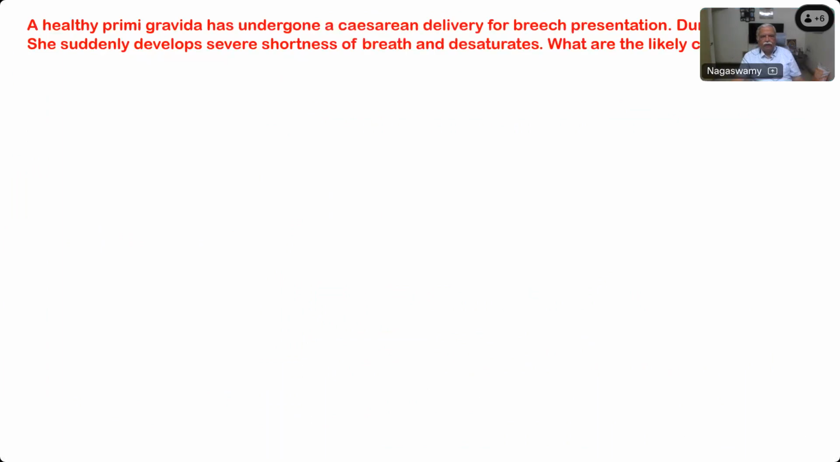Now there is a scenario: a healthy primigravida has undergone a cesarean delivery for breech presentation. During closure, she suddenly develops severe shortness of breath and desaturates. What are the likely causes? Amniotic fluid embolism. Straight away, amniotic fluid embolism. Blood loss, PPH, postpartum hemorrhage.